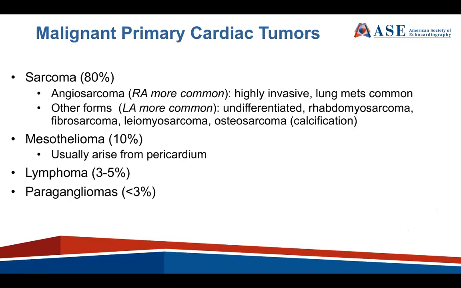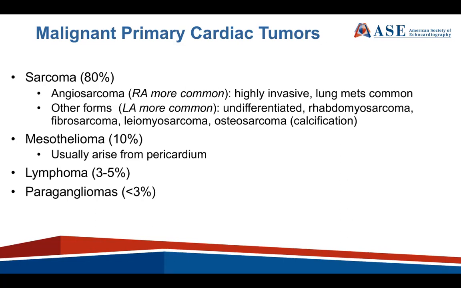Okay, let's move towards malignant primary cardiac tumors right now. The vast majority of them are going to be some sort of sarcoma. And there are a lot of varieties of sarcomas. These include angiosarcomas, which are most commonly on the right atrial side of the heart, sometimes more in the right heart in general. These are much more invasive, highly malignant, and they can cause a lot of metastatic disease to other portions of the body, including lung mets.